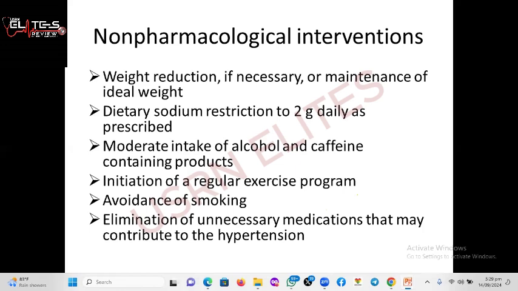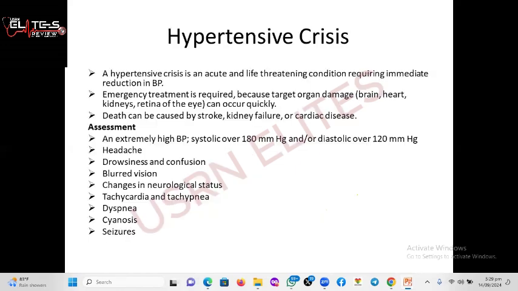Okay. Then you initiate exercising, avoiding smoking. Then you have to also eliminate unnecessary medication that may contribute to hypertension, especially over-the-counter medications like NSAIDs. You know, NSAIDs also have an effect on fluid status in the system, and so for people who have hypertension, taking NSAIDs is not really advisable. So they will need to also avoid the intake of any form of over-the-counter medications that are not prescribed.